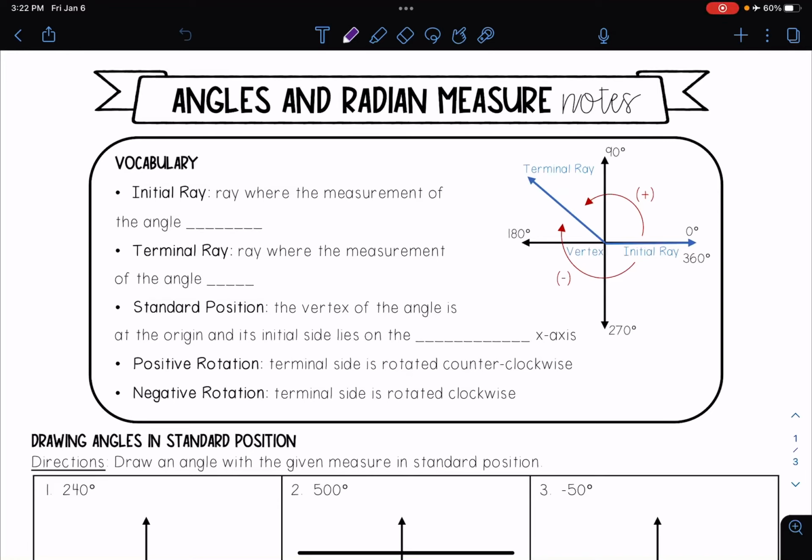Hello everyone, today we're going to be talking about angles and radian measure. In this first video, we're going to be looking at drawing angles in standard position. So first we're going to go through some vocabulary, and we're going to look at this image over here.